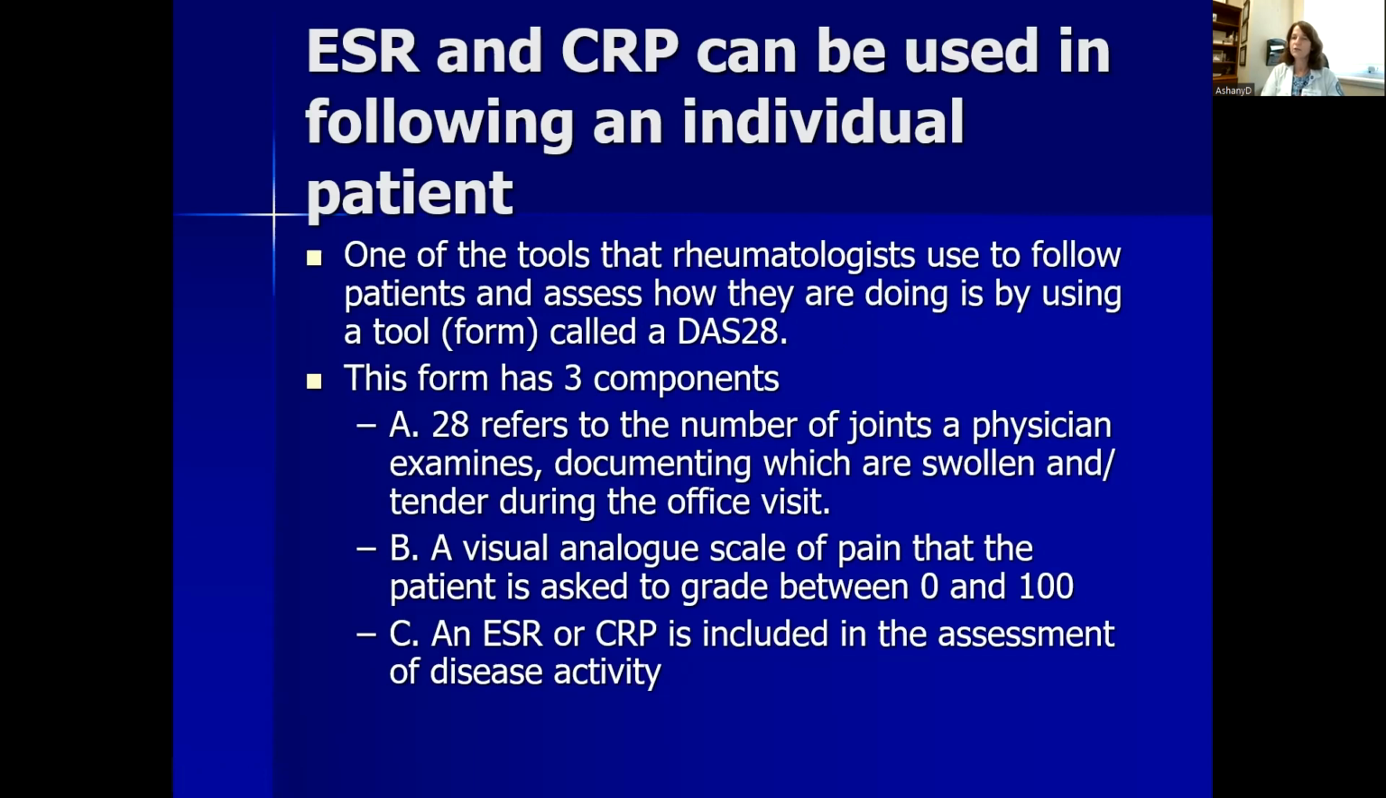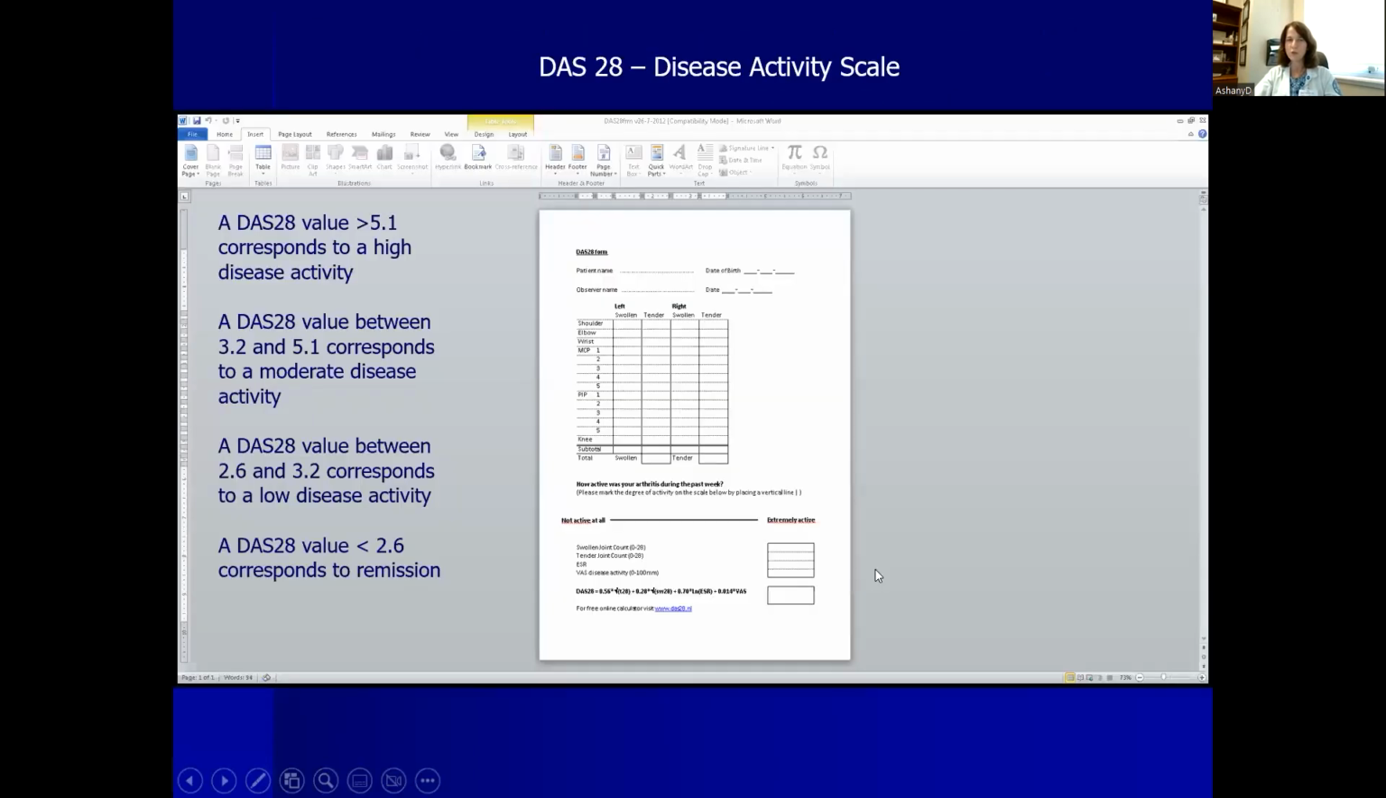Then we have a visual analog scale, that's the second component, in which we ask you on a scale of 0 to 100, how much pain and stiffness have you experienced in the past week? Patients hate this question because it seems somewhat arbitrary, but if it's asked consistently between visits, we do sometimes see trends. And finally, we include the sedimentation rate or the C-reactive protein in making this calculation of a DAS28 score.